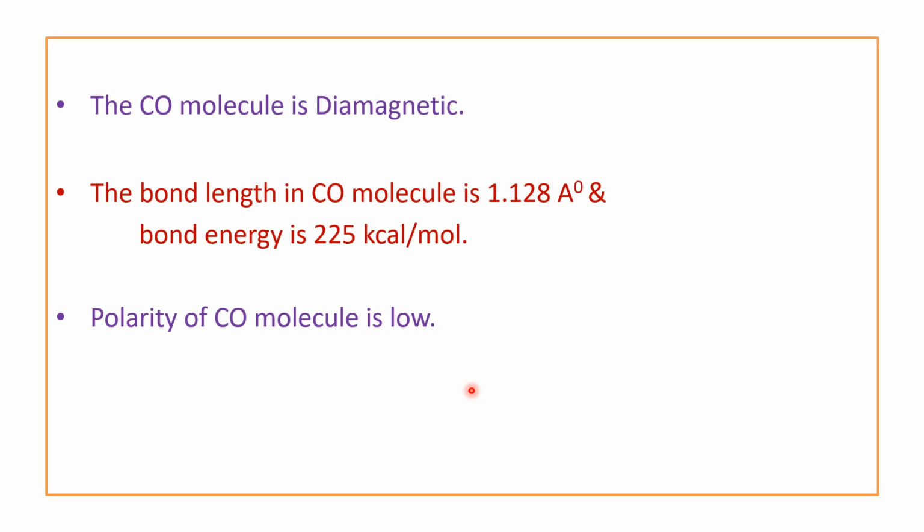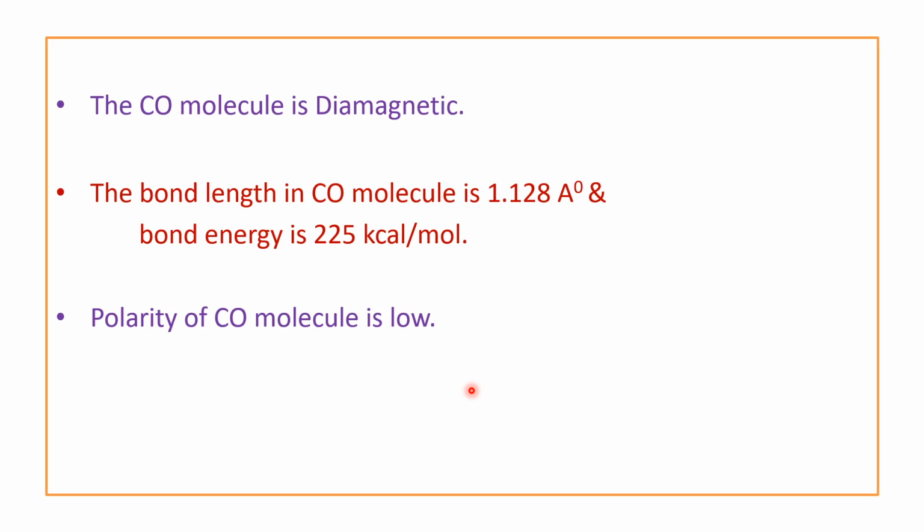Why is the polarity low? Because there are 8 electrons in the bonding molecular orbitals. So these 8 electrons in the bonding molecular orbitals try to neutralize the greater nuclear charge on the oxygen core. That's why the polarity of the molecule is very low. So this is regarding the CO molecule.